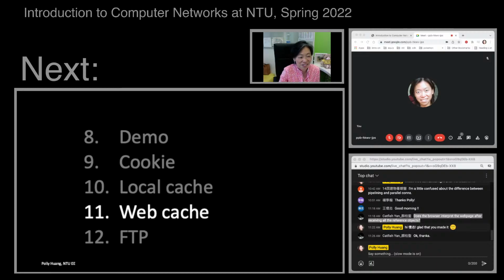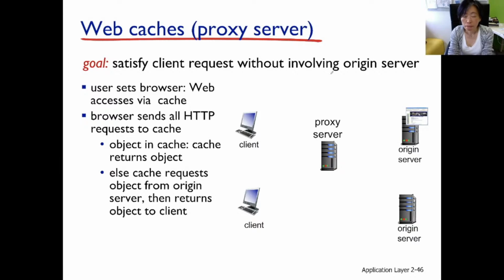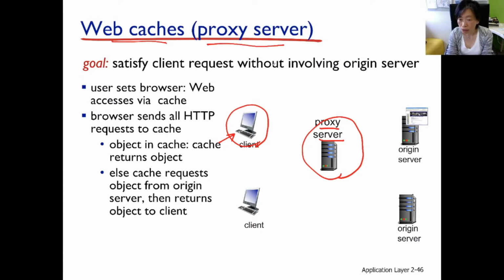Okay. Web caches. The purpose is very much like the local caches, but the way it works is somewhat different, but not much different though. The main difference is this. In local caching, we keep a copy of the object here. But now we keep a copy of the object here in the web cache, also known as the proxy server. Web cache or proxy server.